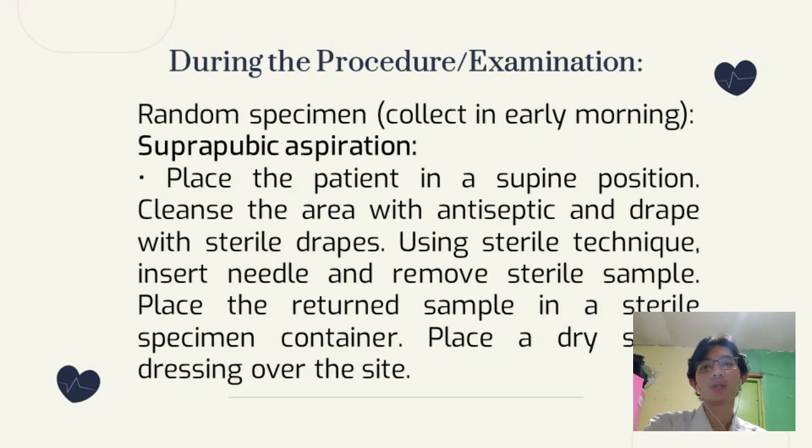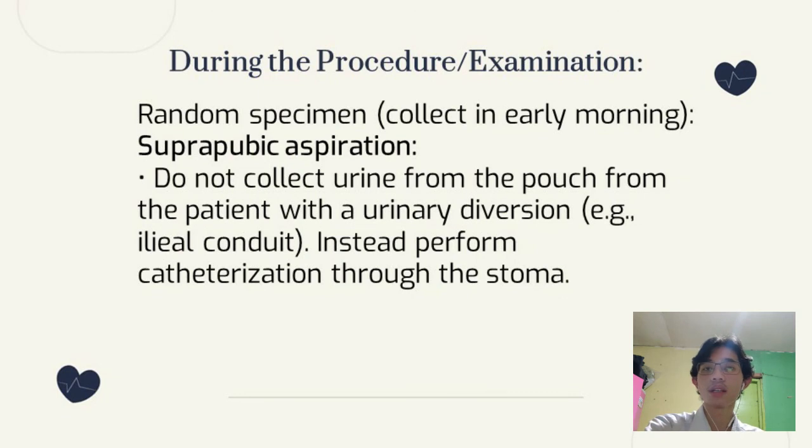Next is for suprapubic aspiration. Place the patient in a supine position, cleanse the area with antiseptic, and drape with sterile drapes. Using sterile technique, insert needle and remove sterile sample. Place the returned sample in a sterile specimen container. Place a dry, sterile dressing over the site, and do not collect urine from the pouch from a patient with a urinary diversion. Instead, perform catheterization through the stoma.